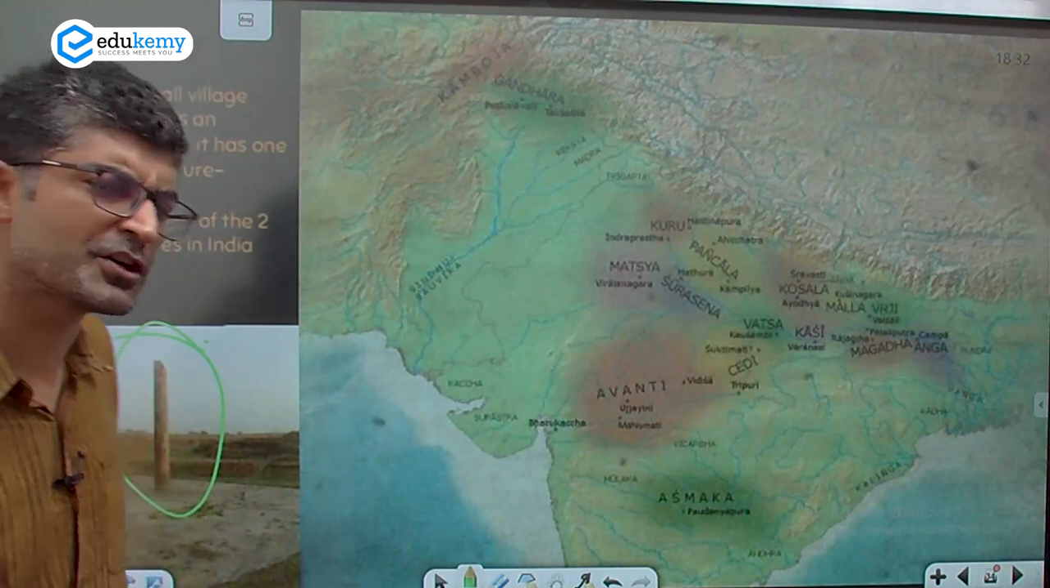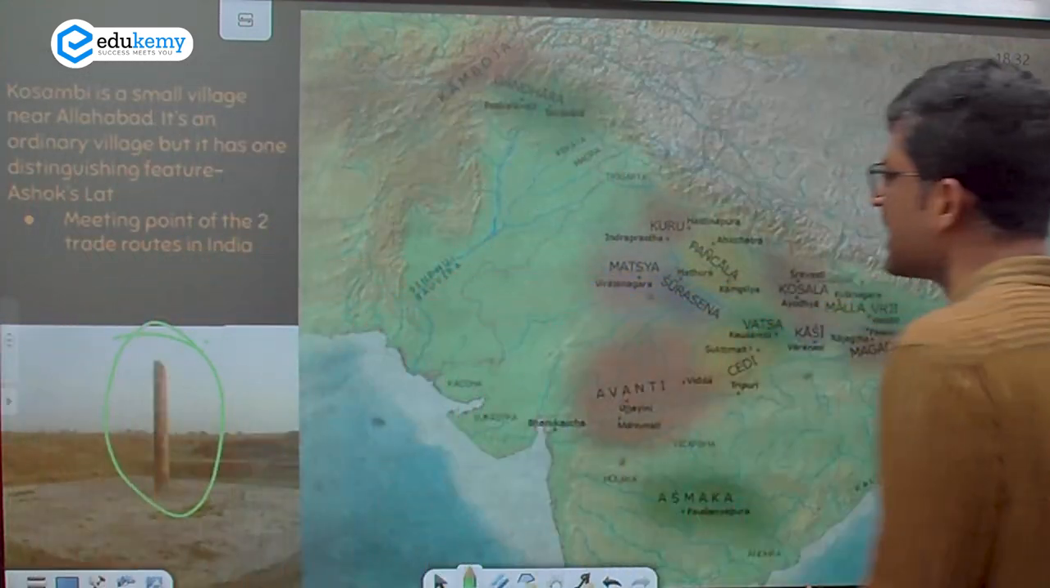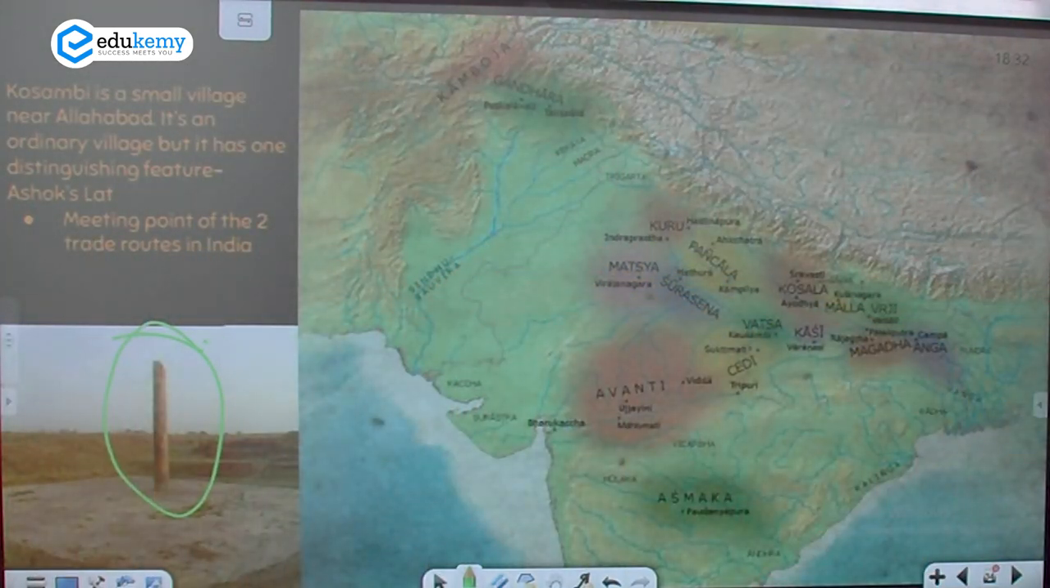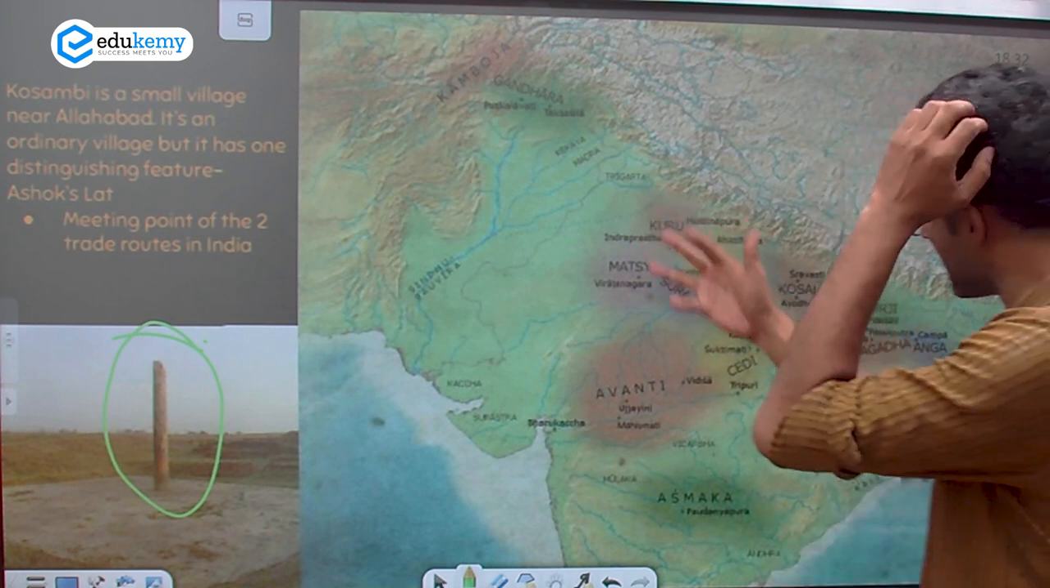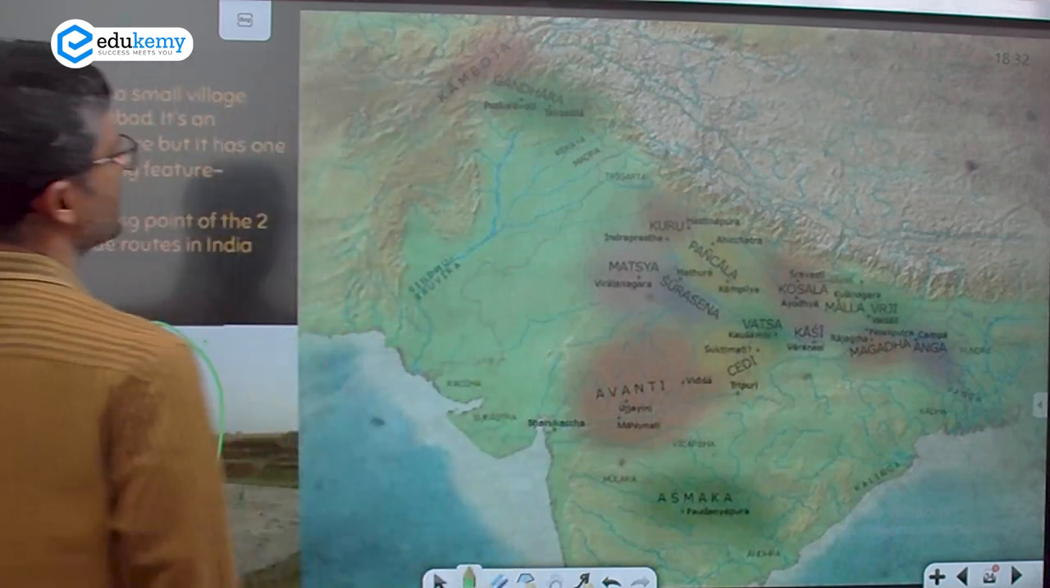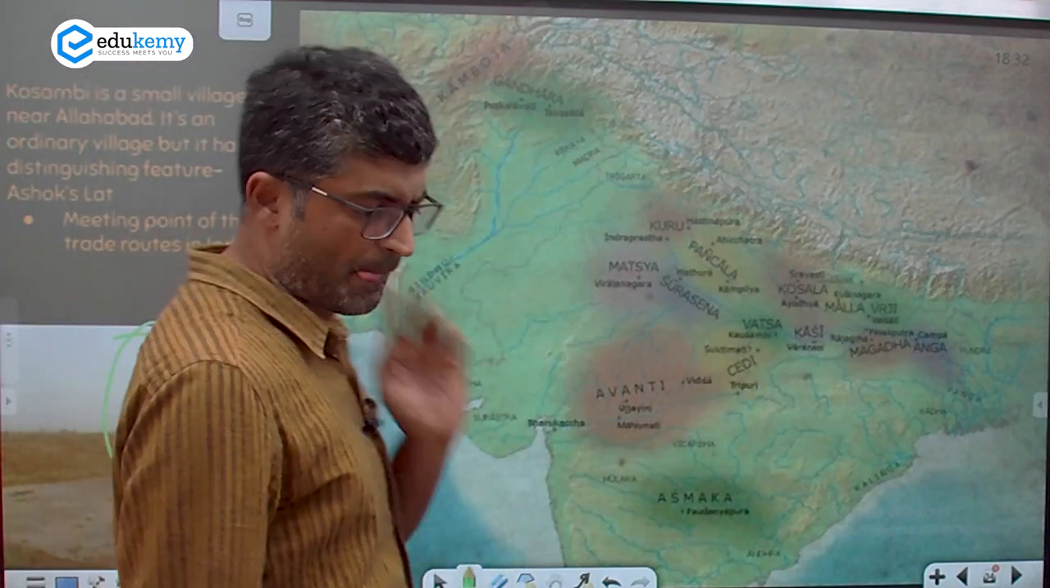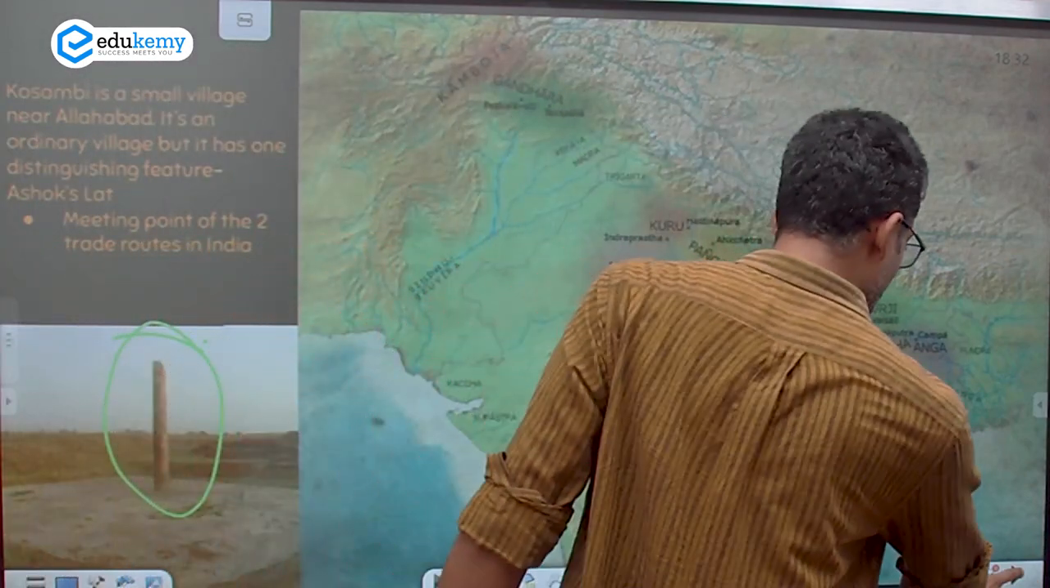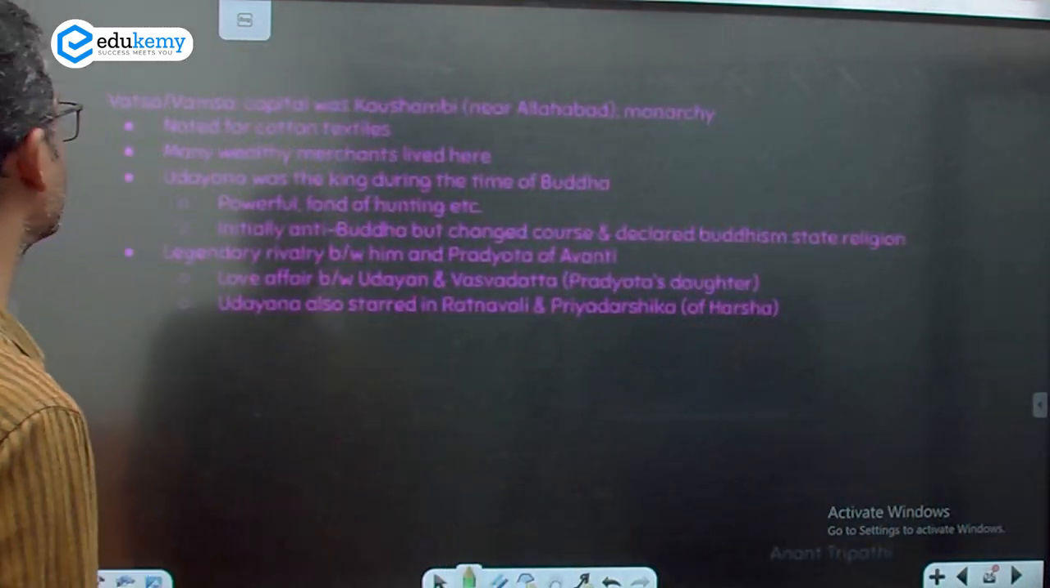These were the ancient trade routes, the earliest ones that we get to know. And they were trying to connect all these Mahajanapadas. Interesting, isn't it? Maps are, I think, very fascinating to look at.